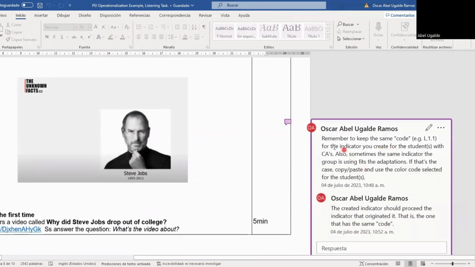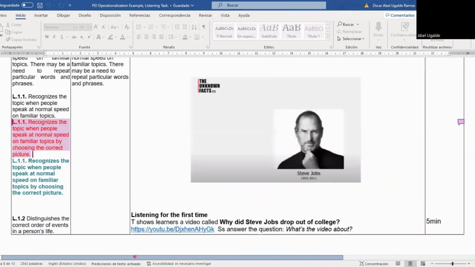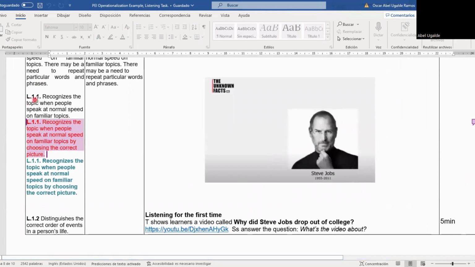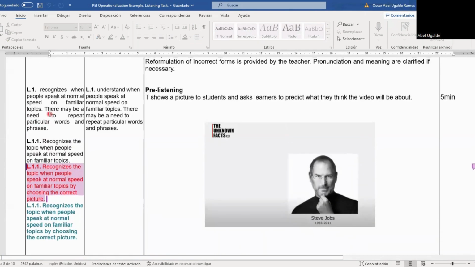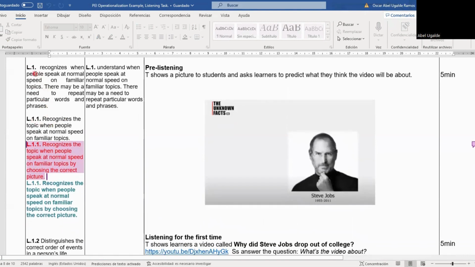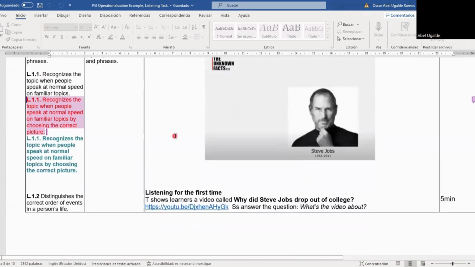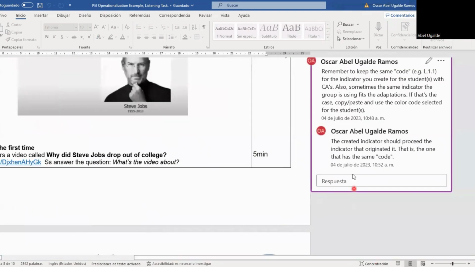Let's see what the comments are here. Remember to keep the same code. For example, L1.1 for the indicator you create for the students with curricular accommodations. So if I have L1.1 for the group in black font, I have L1.1 for my students with curricular accommodations. The same. So I understand and I know that this comes from this and this comes from this and is a variation of this. So they need to have the same color code. Please keep that in mind.